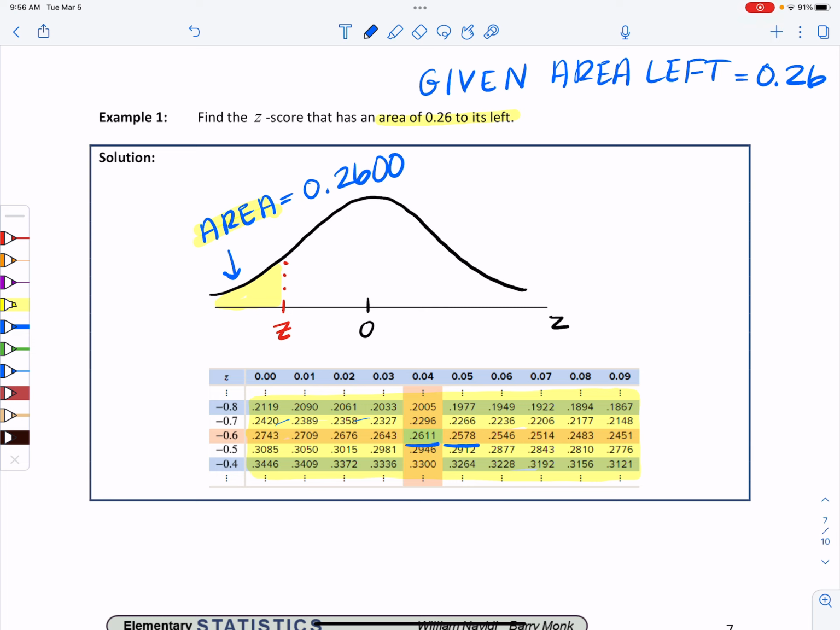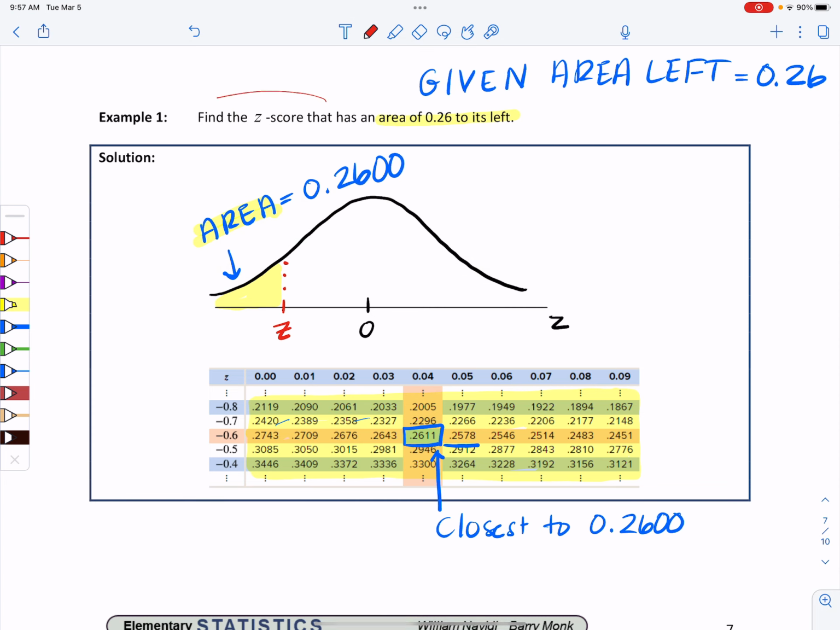In that case, I compare those two and look at the one that gets the closest to what I'm looking for. 0.2611 is closer to 0.26 than 0.2578. If you're unsure, if you can't tell, then just subtract 0.26 and see which one has the smaller difference. The one that has the closest area is the one that you want to go with.